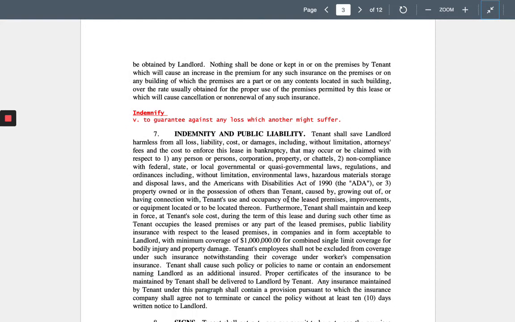Tenant shall save landlord harmless from all loss, liability, cost, or damages, including without limitation, attorney's fees and the cost to enforce this lease in bankruptcy that may occur or be claimed with respect to any persons, corporation, property, or chattels. I don't know what that is. Non-compliance with federal, state, local government, quasi-government law. So this is just a huge blanket umbrella statement saying that you will not hold your landlord financially responsible for a whole list of things, and they're listing that all out for you here.